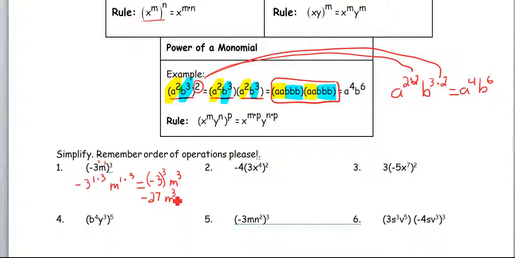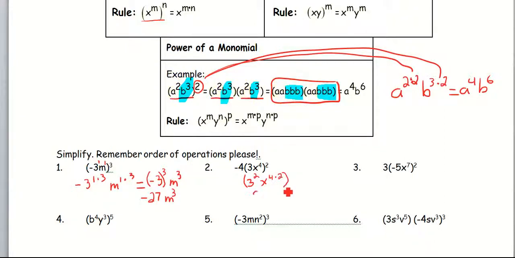Okay. So on number 2, remember, we have to follow our order of operations. So we have to take care of this part here, the 3x to the fourth in parentheses first. So that's 3 to the power of 2, and I'm going to put this whole thing in parentheses, and x, and it's to the fourth. And remember, if that's raised to a power, we're going to multiply the powers.